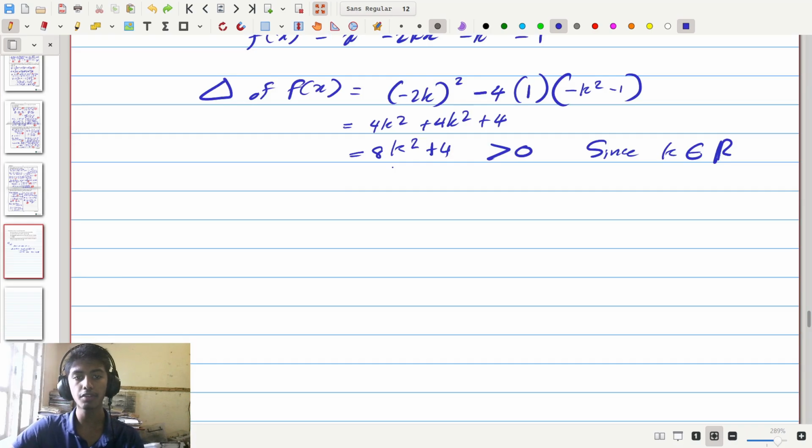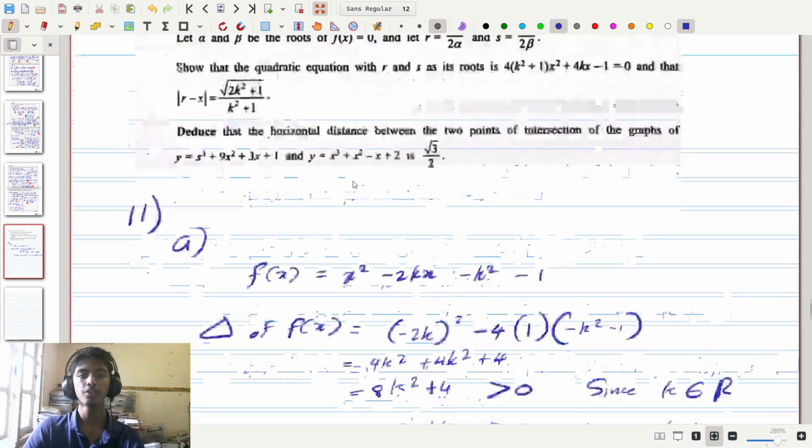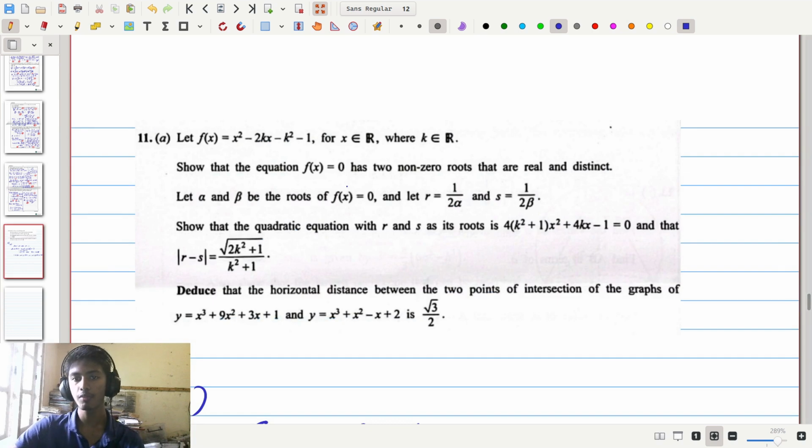So that's all we can say for now. So we're going to say down here, therefore, the two roots of f of x are real and distinct. And I'm going to label this point where we find that the two roots are real and distinct, equation number 1 or theorem number 1. So now we've proven that half of the thing. We've proven that the two roots are real and distinct.